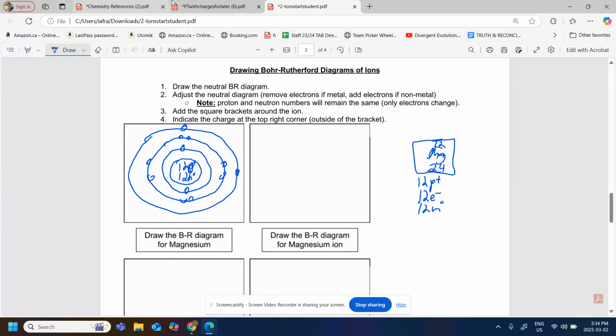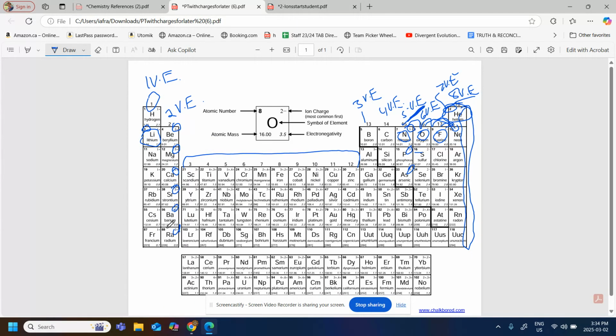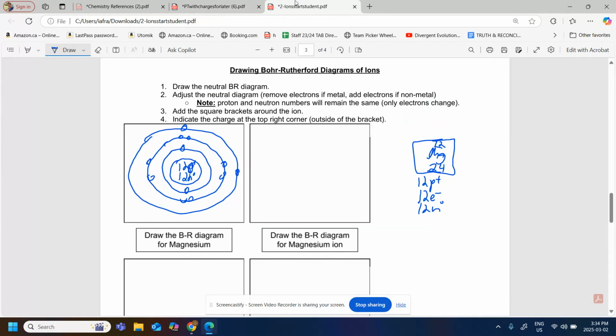So magnesium is in the second group. So it has 2 valence electrons that we saw. So these are the 2 valence electrons here. So it's going to lose 2. It's easier to lose 2 than it is to gain 6.